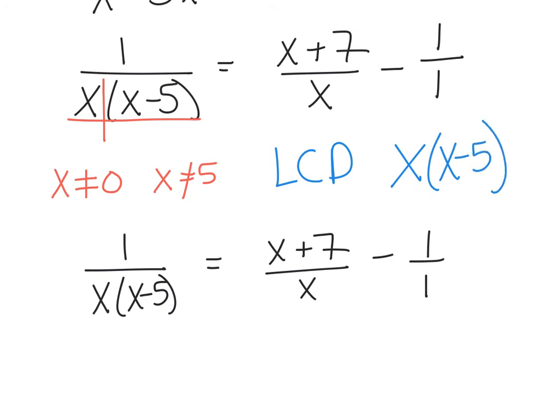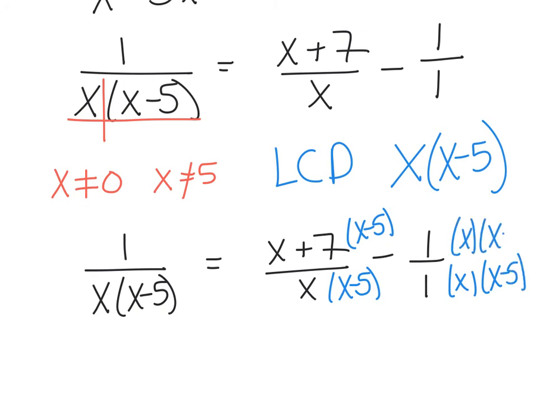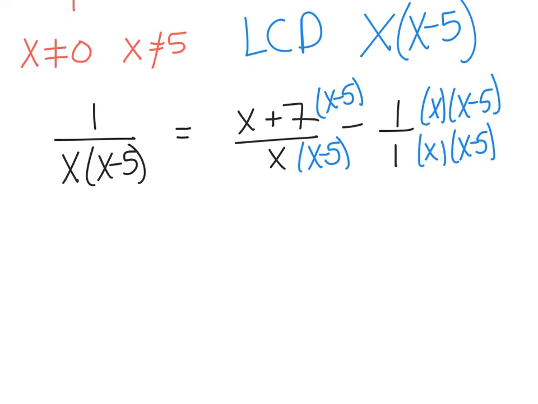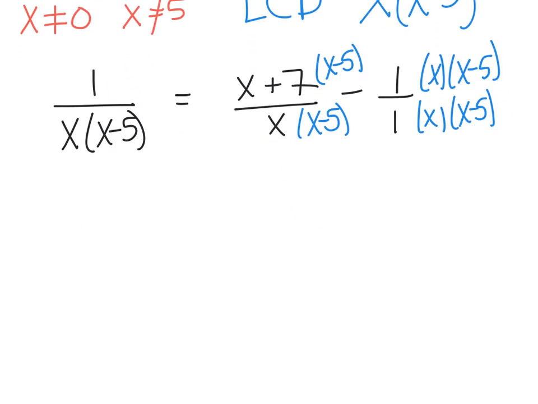Okay, so my goal is to rewrite each fraction with the same denominator. So this first fraction already has both, so I don't need to touch it at all. This fraction is missing the x minus 5. Now this last fraction, guess what? Look at it. It doesn't have anything. So it needs the x and the x minus 5. All right. So I can clearly see that all these denominators are the same.